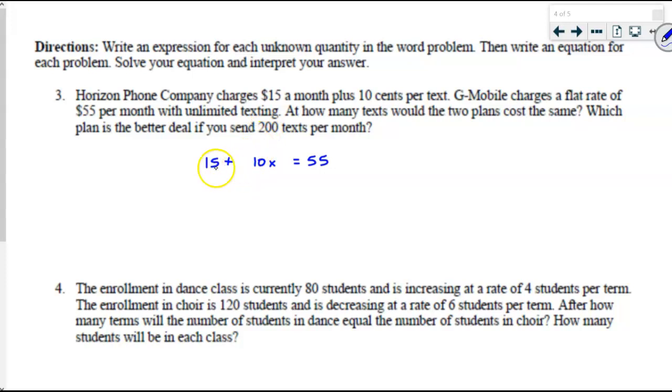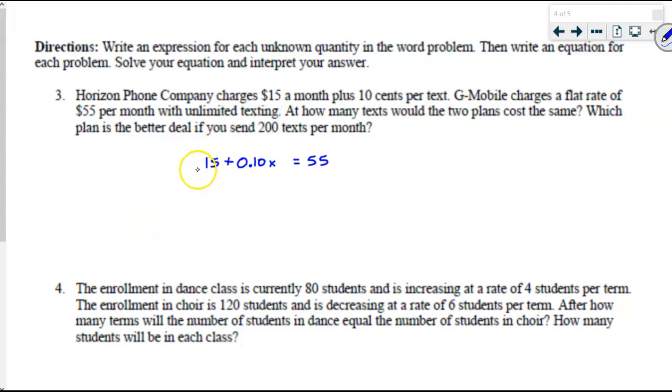Yeah, 0.10, because this means $15 plus $10 more for every text. Would you still send text if it was $10 a text? I didn't think so. But it's only 10 cents a text, so 0.10x. That's the only change that I would make. Good catch on that, Kaden.